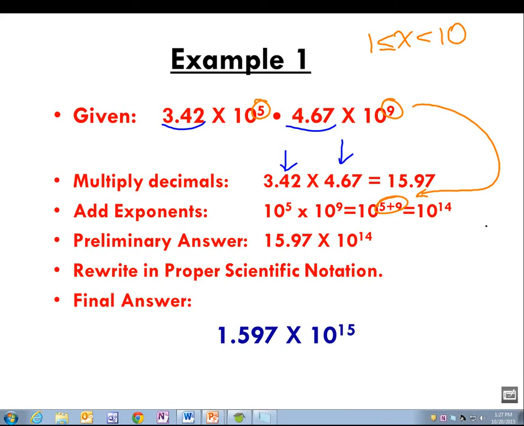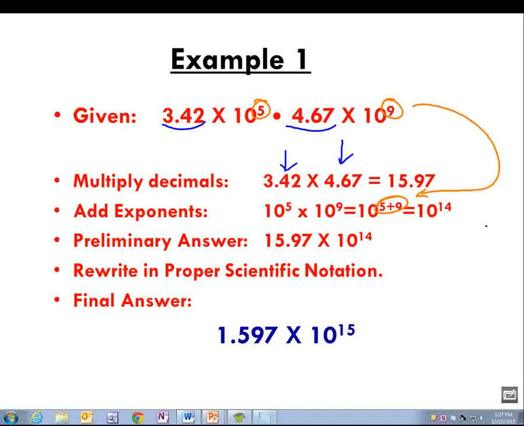Yes? So in scientific notation, will there always be 10 as the base? Yes, always base 10. Great question. Yes, scientific notation will always have base of 10. Why is that? That's just because we do a base 10 counting system in science.